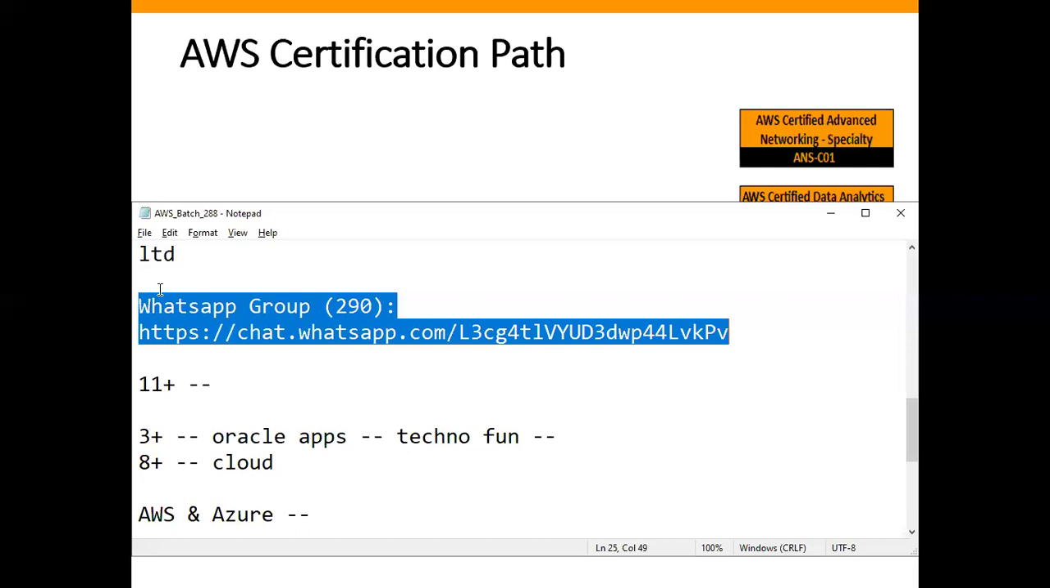Any approximate figure that you can give us? For freshers, I can say 3 lakhs, 3 to 5 lakhs. Okay. I'm saying it for freshers, but I don't know about experienced people, how much they are getting right now. Okay. Yeah, thank you.